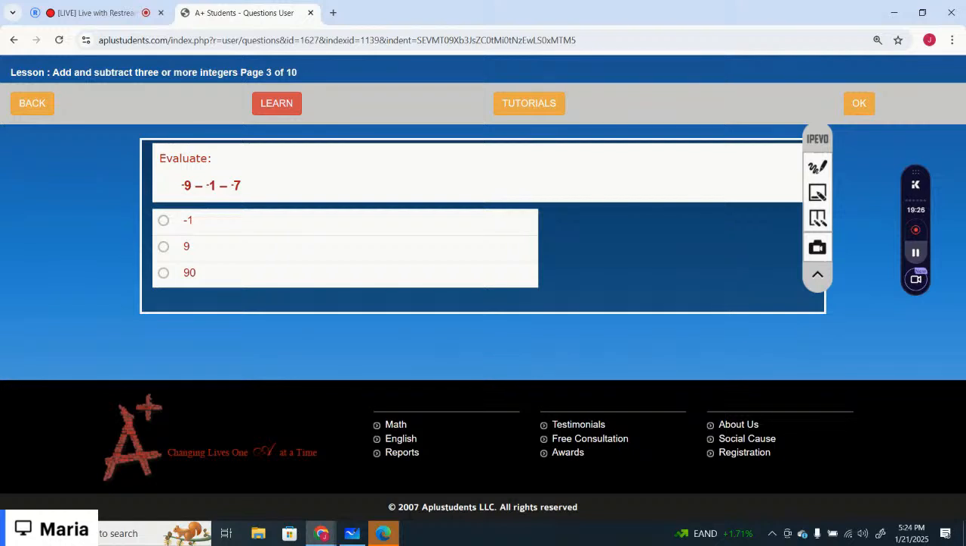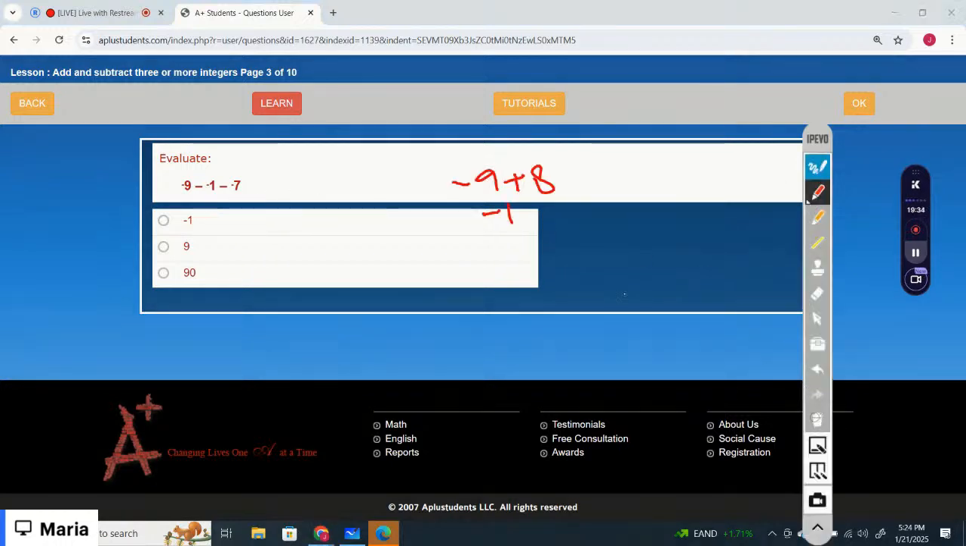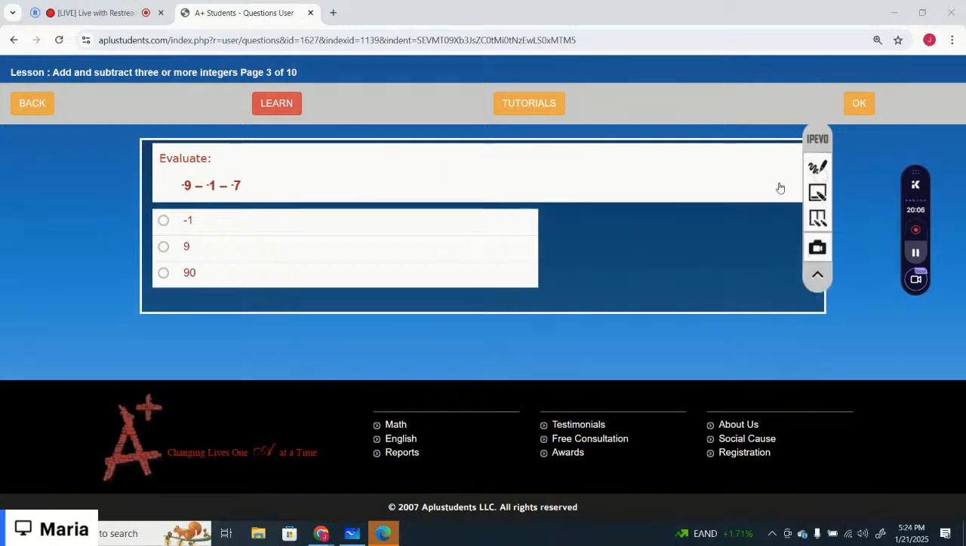Negative 9 minus negative 1 minus negative 7. Subtracting a negative integer is the same as adding: negative 9 plus 1 plus 7. So 7 plus 1 is 8. Negative 9 plus 8 makes that negative 1. The correct option is option number 1. That is negative 1.